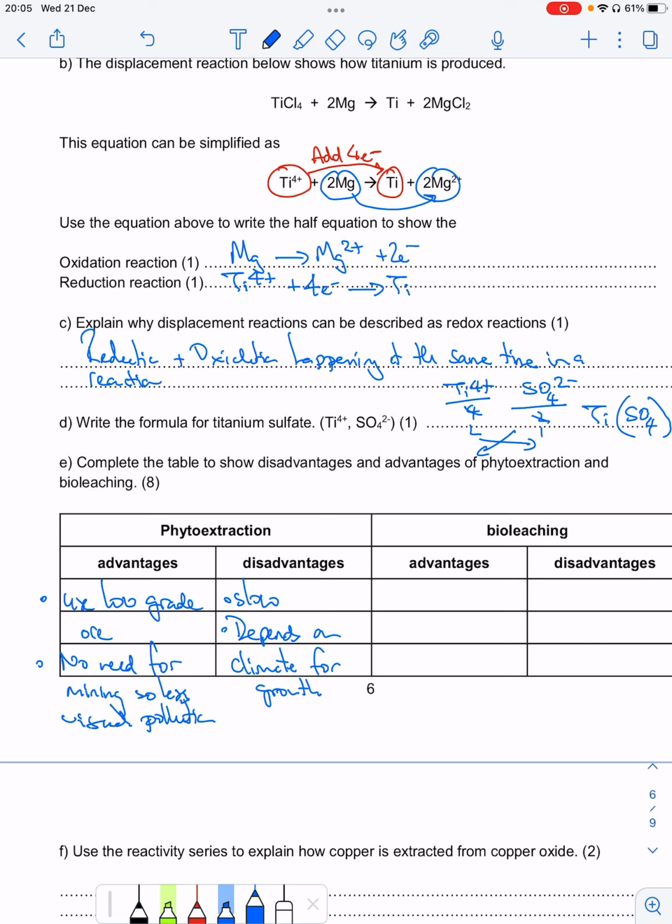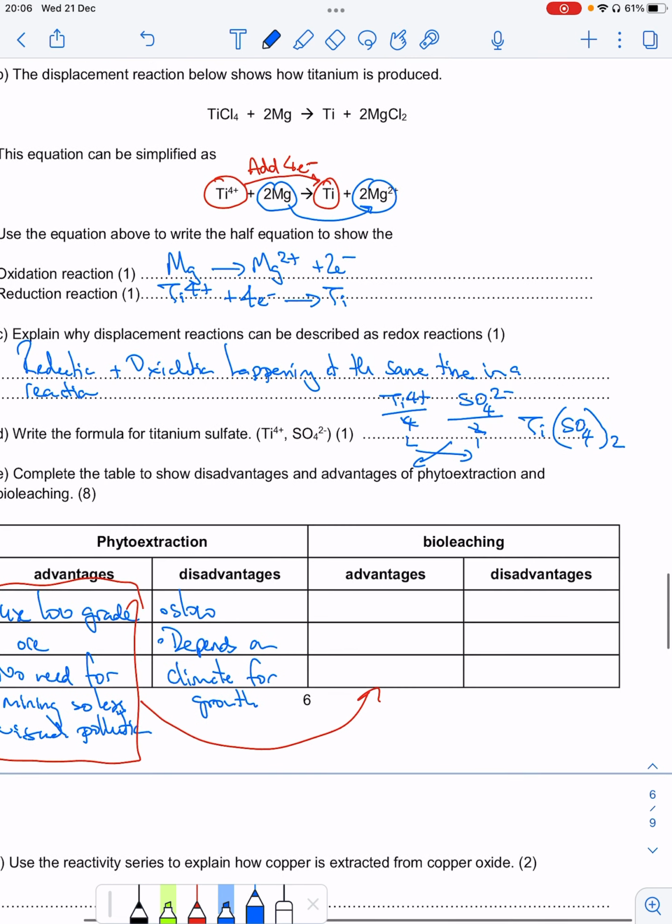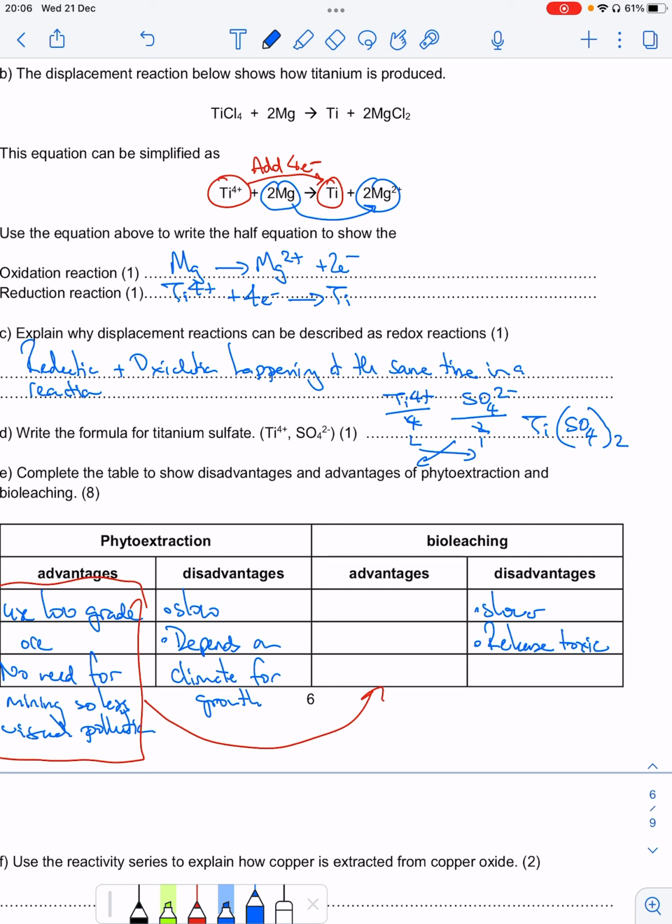Bioleaching: these two here would be the same for this. So the advantages are, again, using low grade ore, and we don't need to mine, and therefore we get less visual pollution, less CO2, or less noise pollution from all the heavy machinery needed. Disadvantage of this, again, it's slower. The other disadvantage is the bacteria that work in this process can release toxic chemicals, and we have to prevent those chemicals from getting into the environment and causing damage.